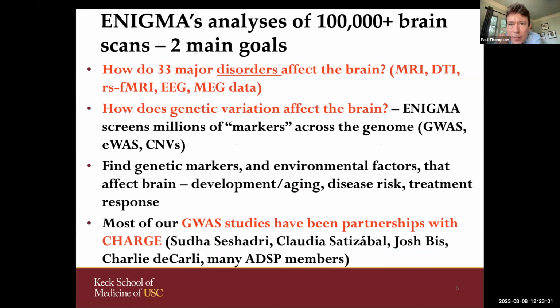So just to speak of ENIGMA for a moment, this analysis of the brain images had two main goals. One was not genetic. It was to understand how over 30 major disorders affect the brain. MRI, diffusion, functional imaging, EEG, and MEG are being used to evaluate that. But then secondly, to evaluate how genetic variation is associated with brain metrics, either with GWAS or epigenome-wide assessments of methylation or CNV analysis, the very active group in ENIGMA looking at structural variants, to find genetic markers and of course, environmental factors that might affect the brain's development or aging or disease risk or treatment response.